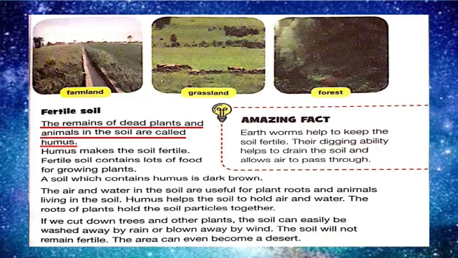The air and water in the soil are useful for plant roots and animals living in the soil. Humus helps the soil to hold air and water. The roots of plants hold the soil particles together. Students, organic matter in humus provides the soil with the capacity to retain water. It acts like a sponge and it has the capacity to hold water.